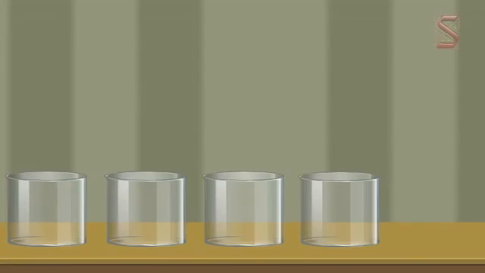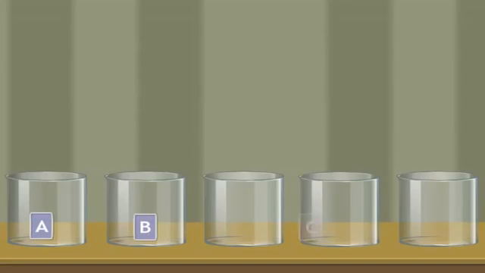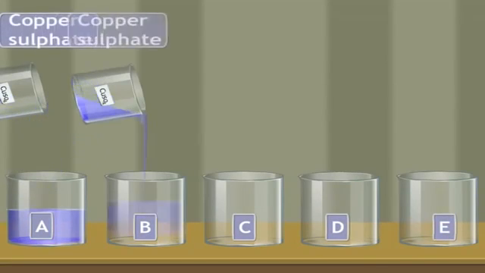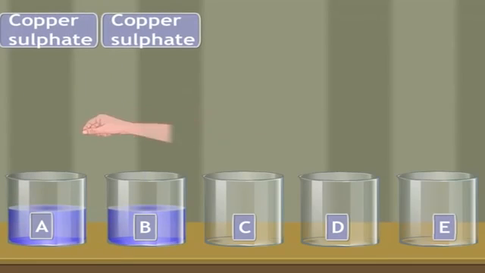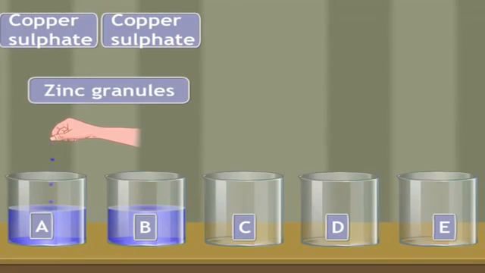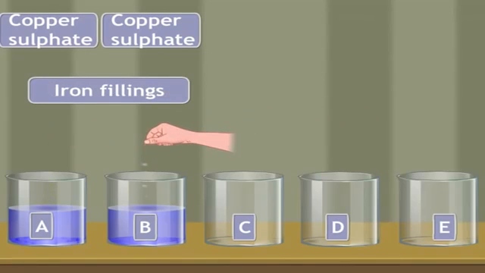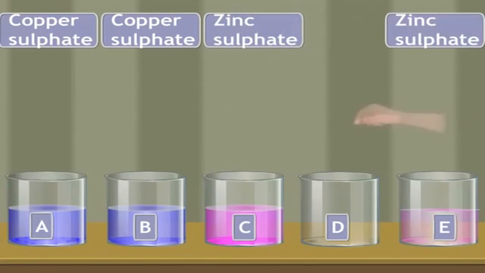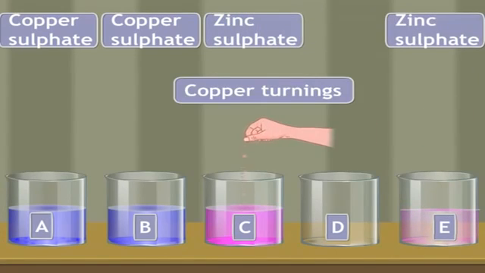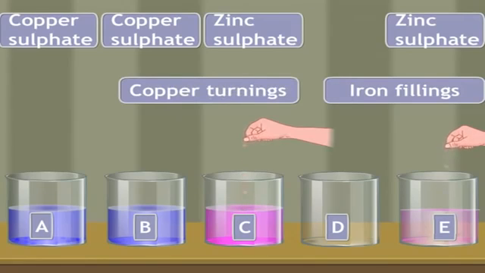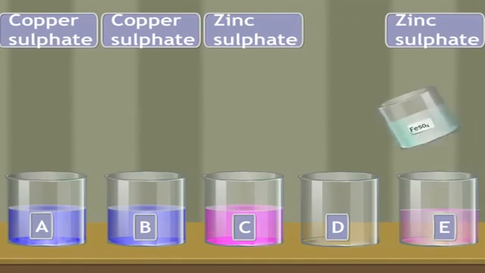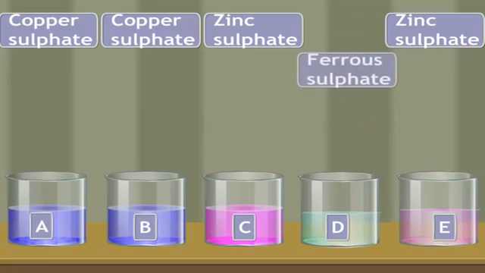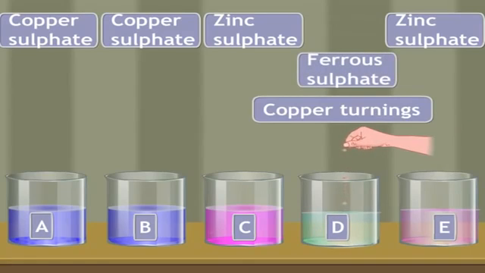Let's take 5 beakers A, B, C, D and E. Let's take copper sulfate in beakers A and B, drop some zinc granules in beaker A and iron filings in beaker B. Take zinc sulfate in beakers C and E, drop copper turnings in beaker C and iron filings in beaker E. In beaker D, take some ferrous sulfate solution with a few copper turnings.